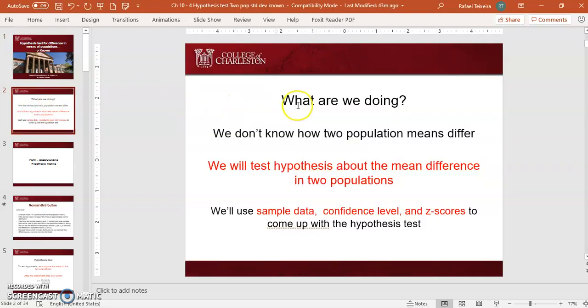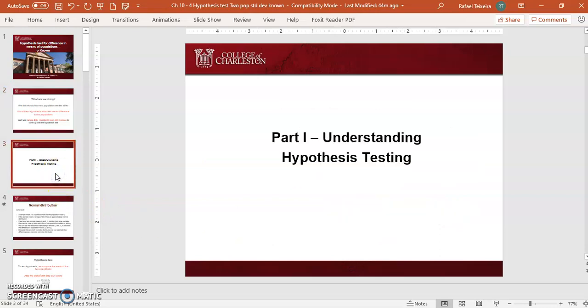Okay. So what we are doing in this video, again, we don't know how two population means differ, and we'll test hypotheses about the mean difference in these two populations. We don't know the population, so we're going to use sample data. We're going to establish a confidence level based on our own criteria and then find z-scores to come up with the hypothesis test. So let's understand hypothesis test.